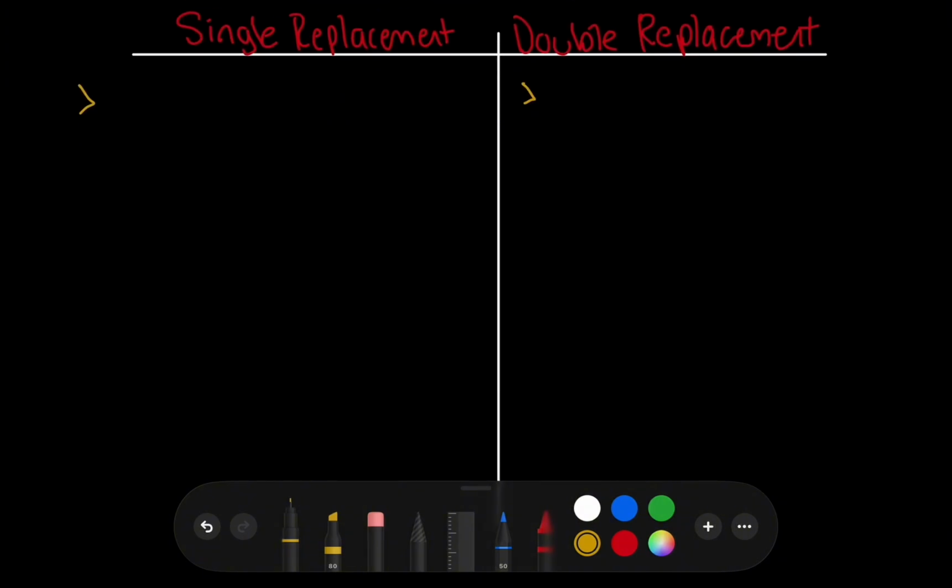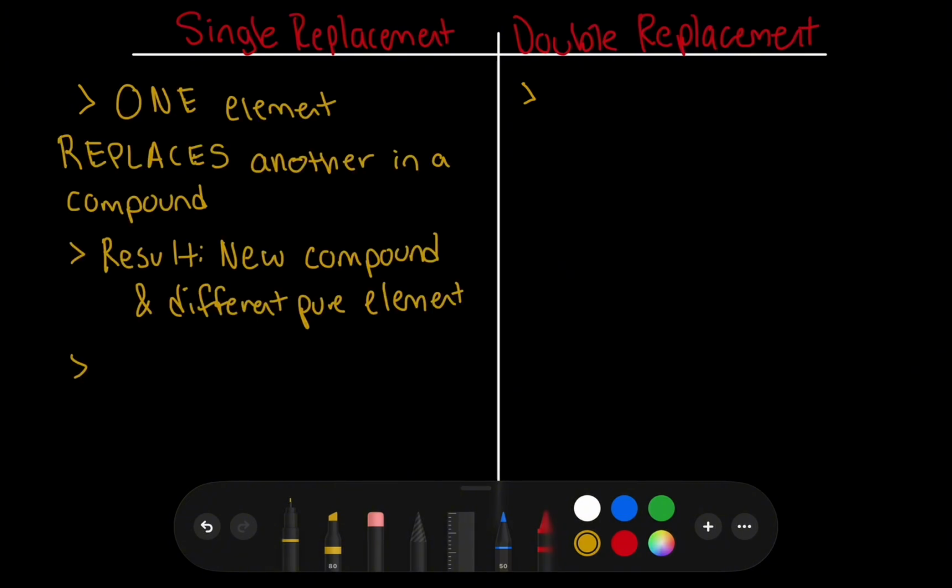So single replacement is specifically a type of chemical reaction where one element is replacing another element within a compound, and it results in a new compound and a different pure element. The reason this tends to happen is because the replacing element is more reactive than the one being replaced.